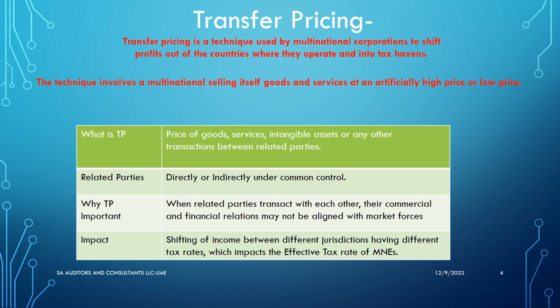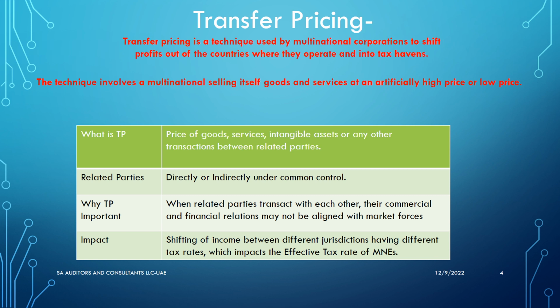Now let's start: what is transfer pricing? Transfer pricing is a technique used by multinational corporations to shift profit out of the countries where they operate and into tax havens. They can shift profits to countries where there is no tax or a very nominal tax, like the UAE with 9% corporate tax. The technique involves a multinational selling its goods and services at an artificially high or low price. Transfer pricing is the price of goods, services, intangible assets, or any other transaction between related parties. Who are related parties? Those directly or indirectly under common control.